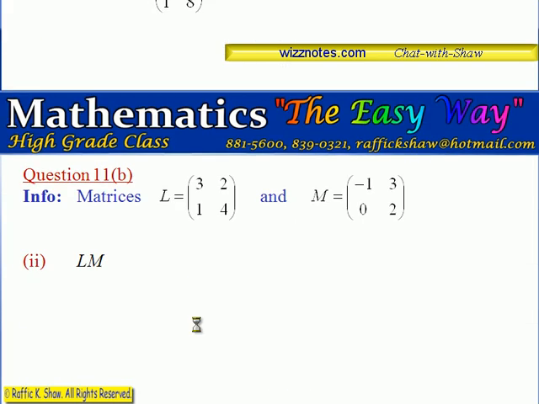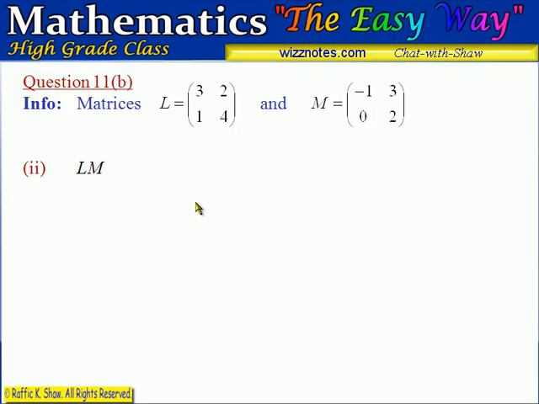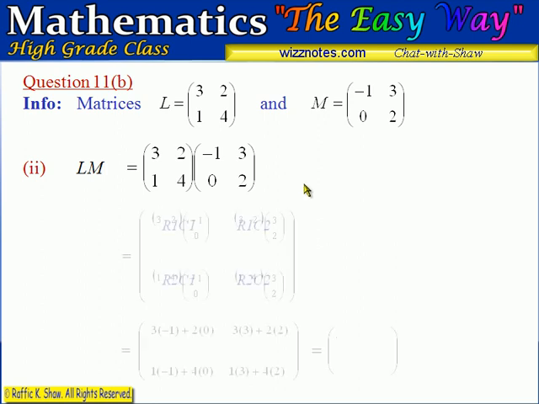So let's move to part 2. Now part 2 is asking us to evaluate LM. Now LM is equal to the matrix L multiplied by the matrix M. So what we have is a product of two 2 by 2 matrices, and the result is going to be a 2 by 2 matrix. So let's go through the process of carrying out this multiplication. So the result is going to be a 2 by 2 matrix, which we will conclude here.